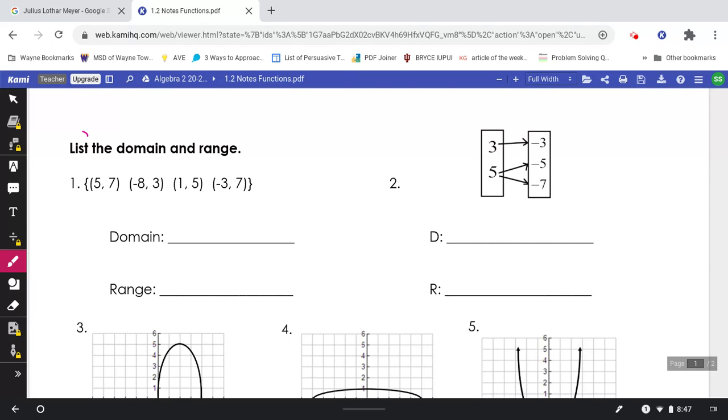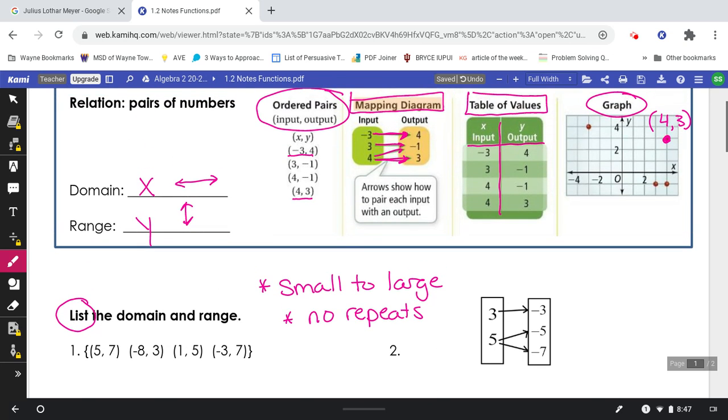Okay, so all it's asking us to do here is list them. So when we list them, we're going to need to go in order from small to large. And then if there are any numbers that repeat, do not repeat them. So these are 2 good things to write down in your notes. And then also the domain and range are 2 great things to write down.